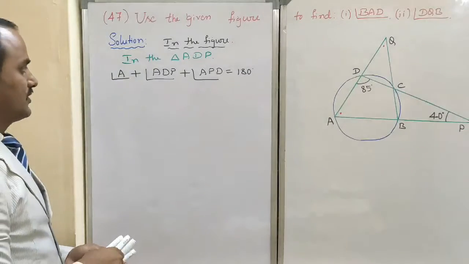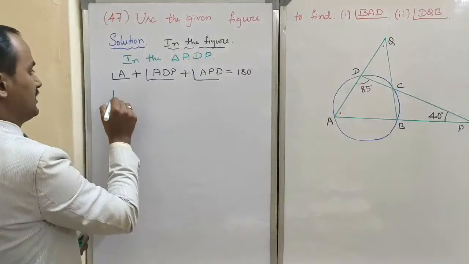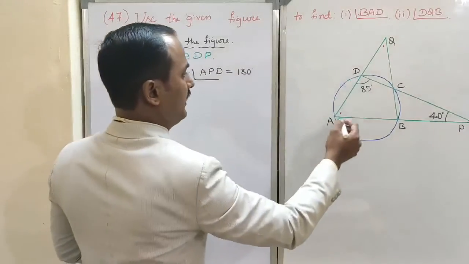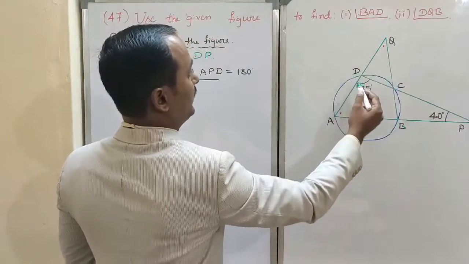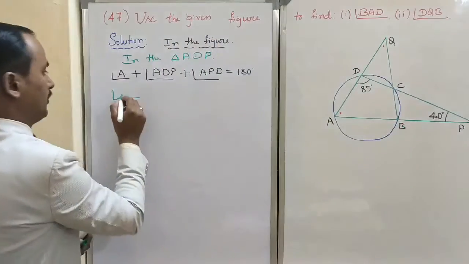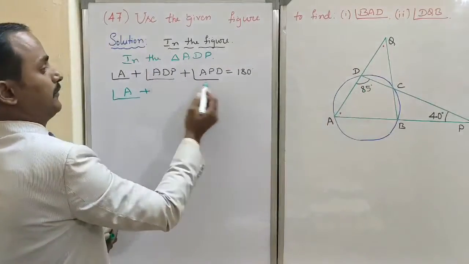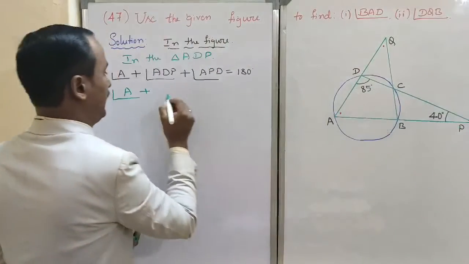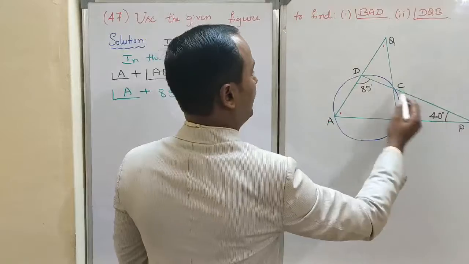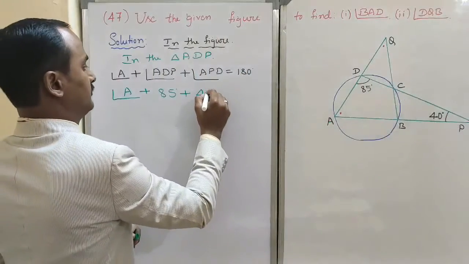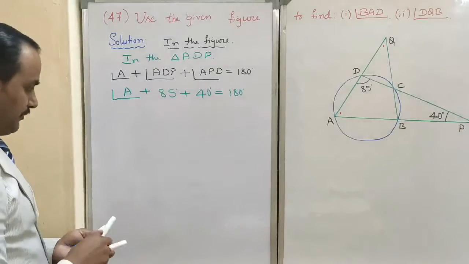Shall I substitute the values? Angle A we don't know. See, angle A, DAB, otherwise BAD, anything, no problem. Angle A I will write first, plus this angle D, angle ADP, 85 degrees, plus angle APD, 40 degrees, is equal to 180 degrees, dear children. What next step, dear children?